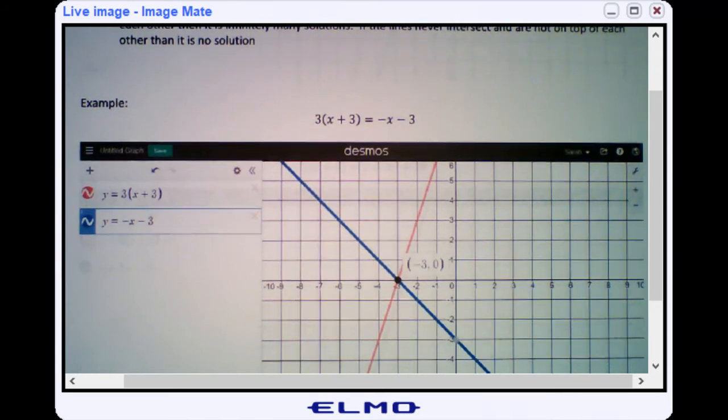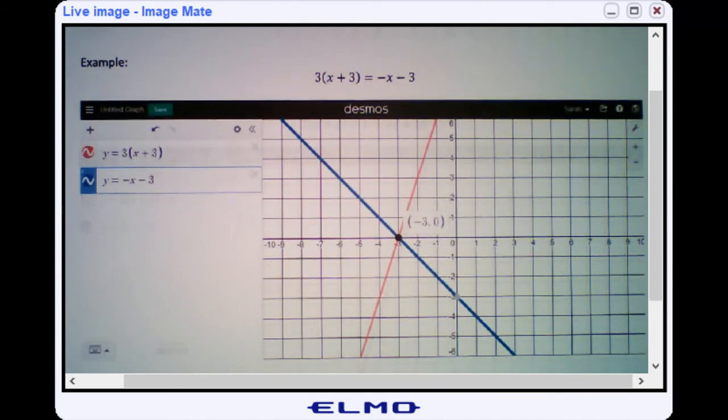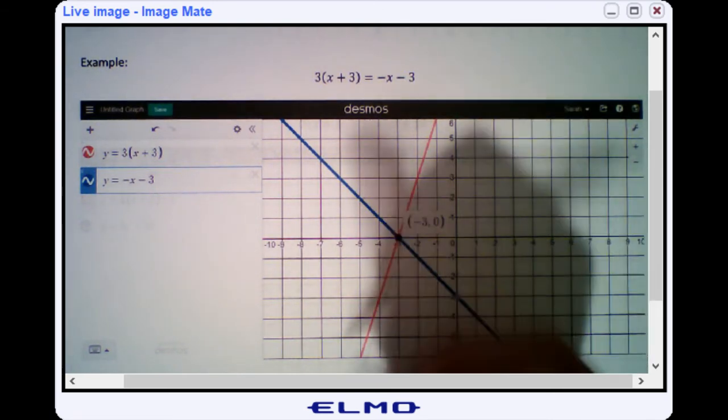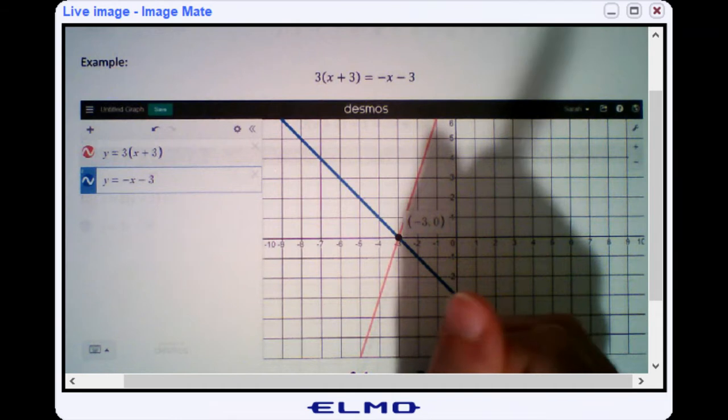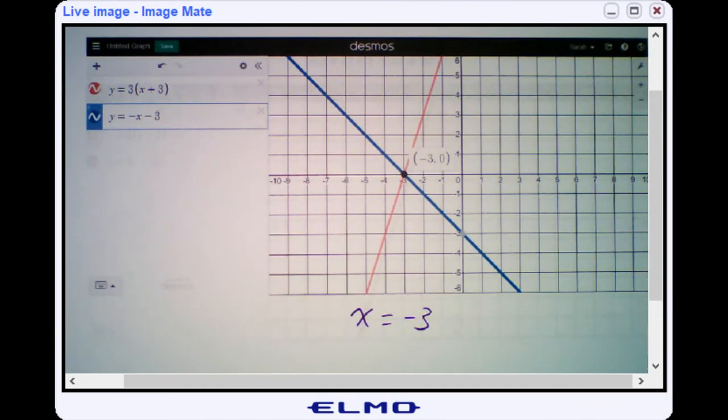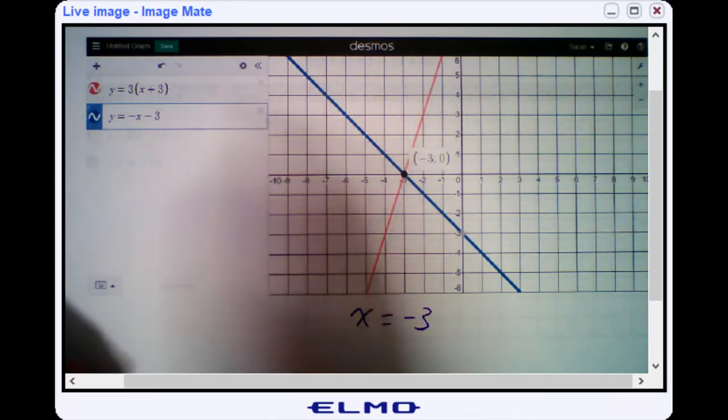So if I have this problem here, 3 times the sum of x and 3 equals -x minus 3, I can see that my two lines intersect, and they intersect at -3. So my solution is x equals -3. We have one solution at x equals -3. You can see where I typed it into Desmos on the left side.